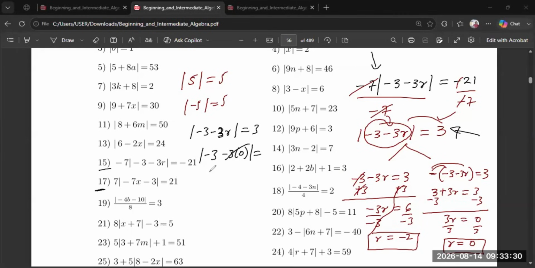So this cancels out. Then you have the absolute value of negative 3, which is 3. So that is correct when r is 0. When r is negative 2, you have negative 3 minus 3 times negative 2. Negative 3 times negative 2 gives us positive 6, and negative 3 plus 6 gives us 3. And the absolute value of 3 is 3. So the two answers are correct. So that's about solving absolute value problems.